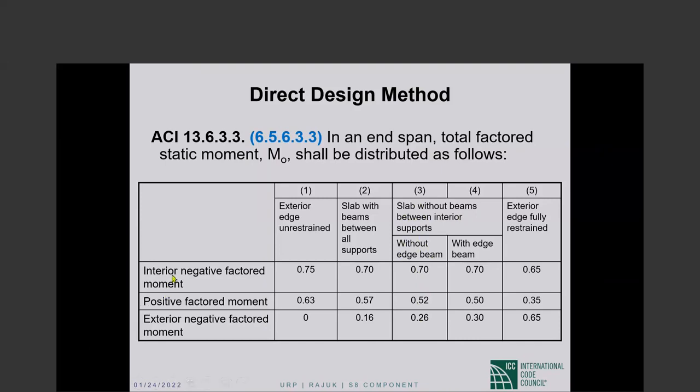this is an end span. The negative factored moment at the interior support is 70% of M sub 0. The span moment is 52% of M sub 0. And the negative moment at the exterior support is 26% of M sub 0. 70 plus 26 is 96. Half of that is 48. So average negative moment is 48% plus 52% gives you 100% of M sub 0.